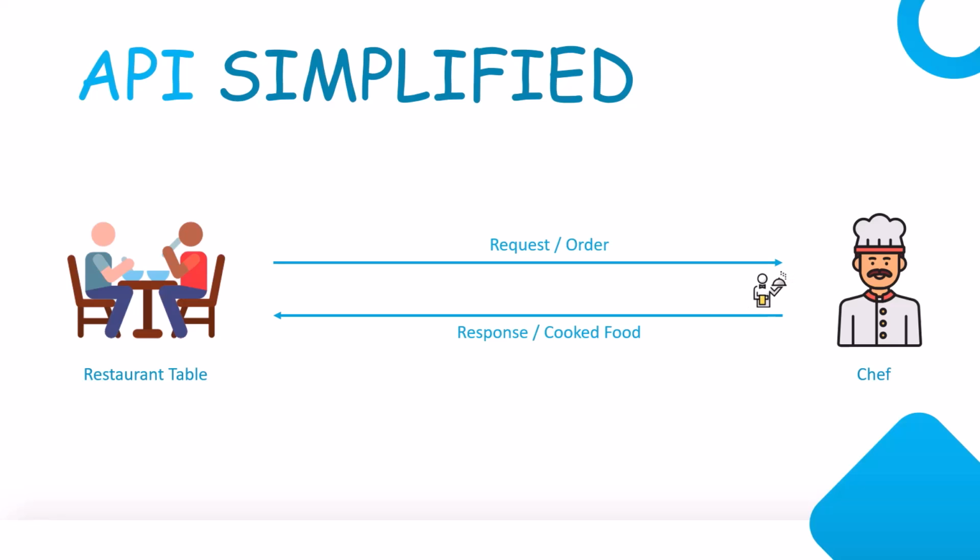Once the food is ready, the server will pick that food and deliver it back to the table, which will be a response. So here you can see how the server is acting like an API, where it is taking the request and then delivering back the response from our kitchen.